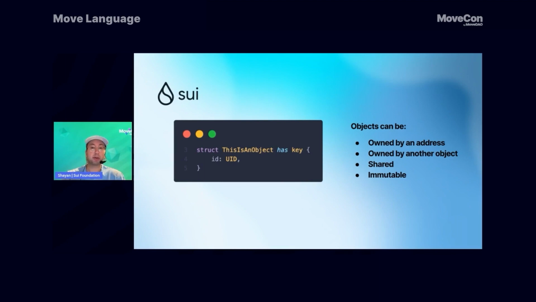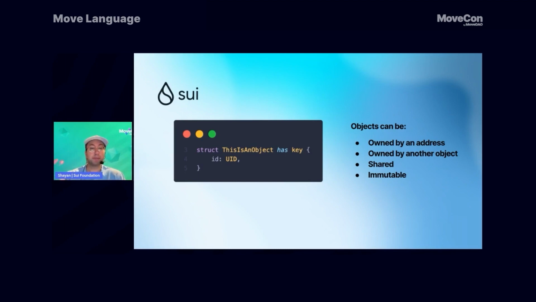Objects can be either owned by an address, so this would be like you having an NFT in your wallet. Objects can be owned by another object. So for an example, if you have an RPG character in a game, you can equip a sword, right? Both you, the character, and the sword would be NFTs or objects, and they'd be owned by each other. Or to be more specific, the sword would be owned by the character.